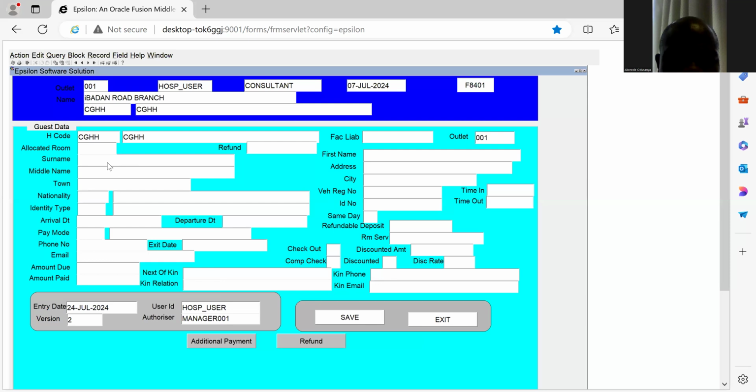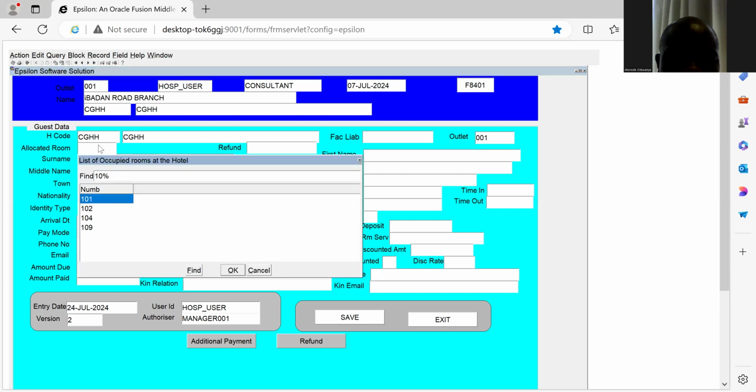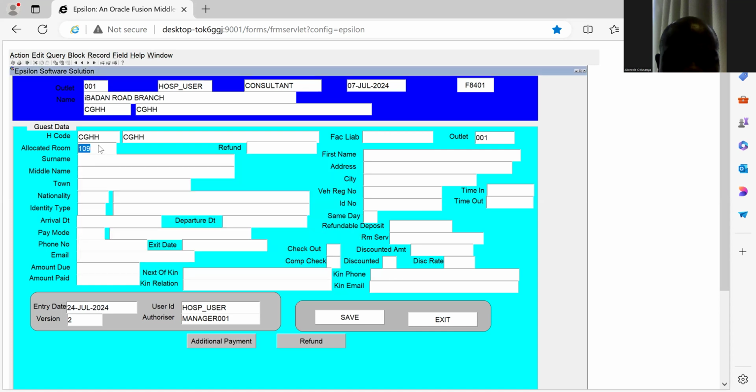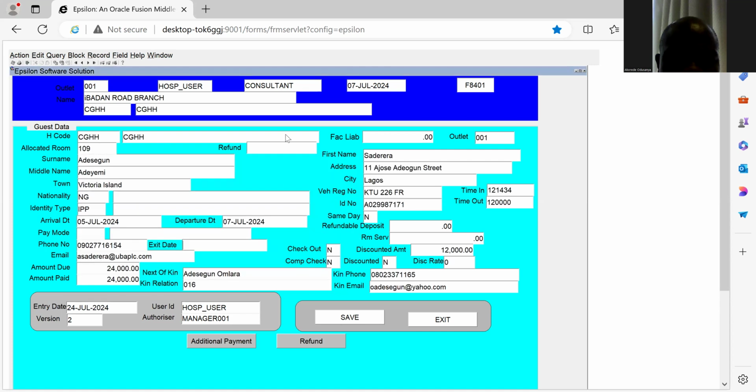It's on 109. So when you are on this application, the room where you want to check out somebody, you can press Control L, or you can just type it. These are all the people that are checking in. So this is 109 that is due to check out. I see the details of the person. The person arrived on 5th July and is due to check out on 7th July. So far, we have an amount due of 24,000 for just 2 nights, and he has paid the amount.